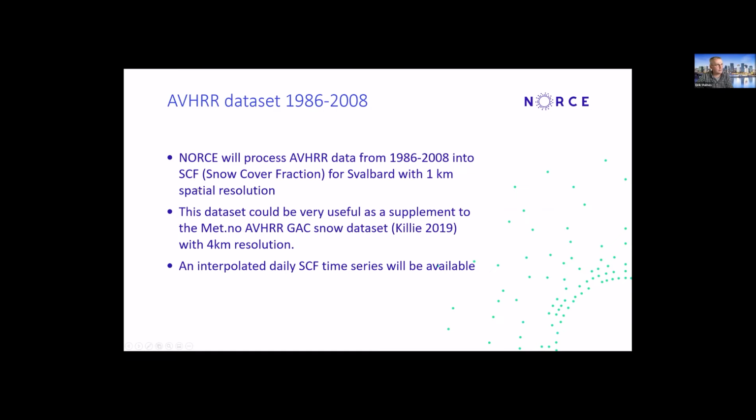The AVHRR dataset will be processed into 1 kilometer spatial resolution. This dataset could be useful to supplement the MET Norway AVHRR GAC snow dataset published by Killie in 2019, which had 4 kilometer resolution. We actually have studied this and compared it with the other datasets that we have available, so it could be very interesting to look at whether we get more or better results with 1 kilometer resolution. We will provide this as an interpolated daily snow cover fraction series into the SIOS data management system.